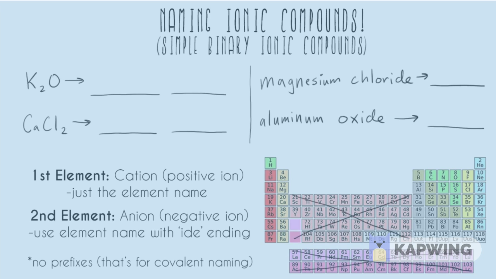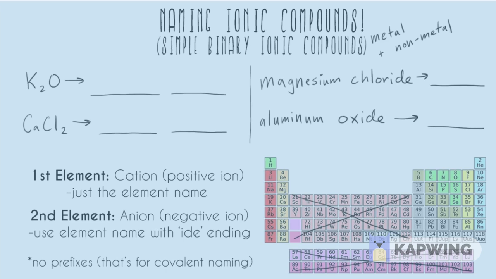So all the naming in this video will just be for all of those elements that we can completely predict what they want to do with electrons. And then as far as ionic compounds, that just means that we have a metal and a nonmetal. So I'm going to go over a few examples, both from going from chemical formula to name and from name to chemical formula. So let's start with just going over our general rules.